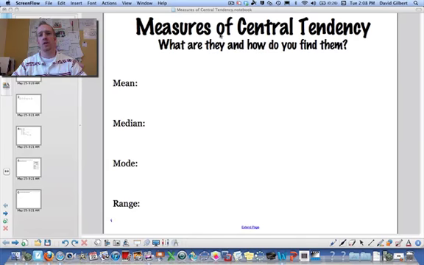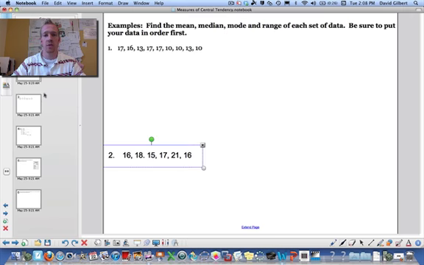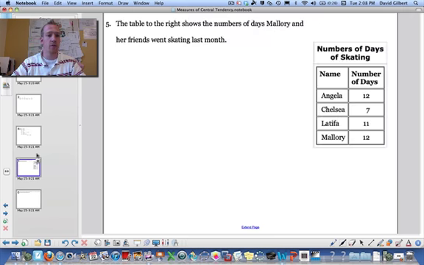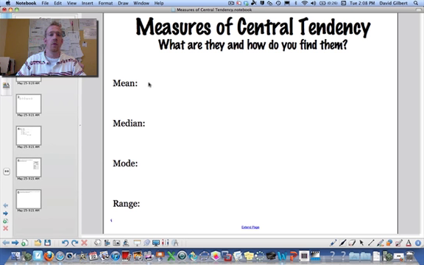Alright, so measures of central tendency. This is a way of analyzing different statistics and data. You can have just a list of numbers, or you can have data associated with something you've collected or from the real world. The main things we're going to do are mean, median, mode, and range.